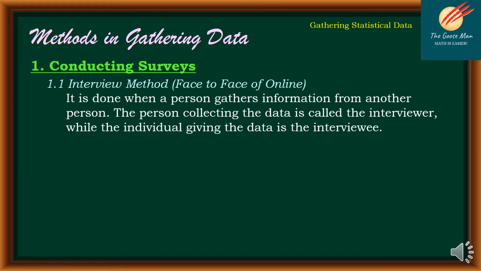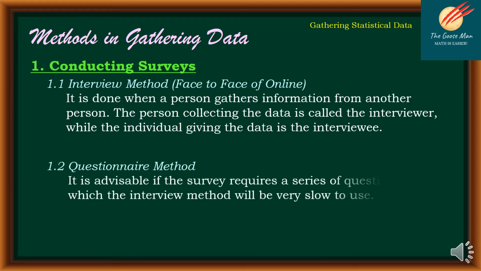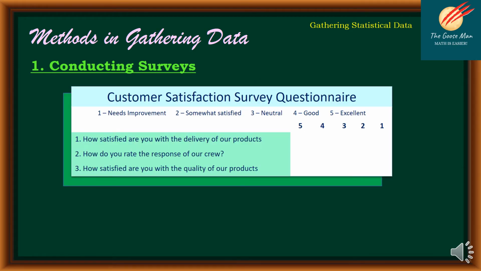The second type of conducting survey is the questionnaire method. Again, we can do this either face-to-face or online. It is advisable if the survey requires a series of questions, which the interview method would be very slow to use. Our example here is the customer satisfaction survey questionnaire. There are 5 choices. 5 stands for excellent, 4 for good, 3 for neutral, 2 is somewhat satisfied, and 1 is needs improvement. So the customer will simply encircle or tick their corresponding answer.